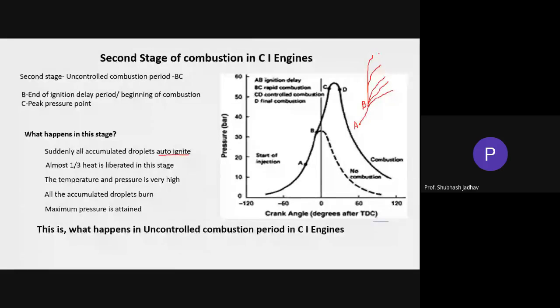So the amount of auto ignition is going to depend on the number of fuel droplets accumulated in the combustion chamber during the first stage of combustion.